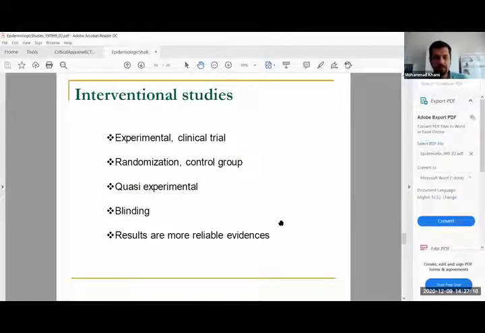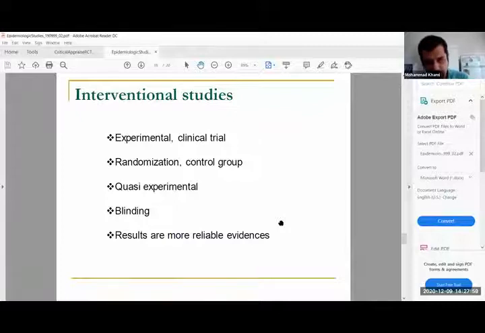Then a couple of words about interventional studies. We have experimental clinical trials. So clinical trials are in this category. In all of the previous types of studies, we didn't have any intervention. We were just observers in cross-sectional, in case control studies, in cohort studies. But in interventional studies, as their name shows, we are doing some interventions. We are doing some experiments.